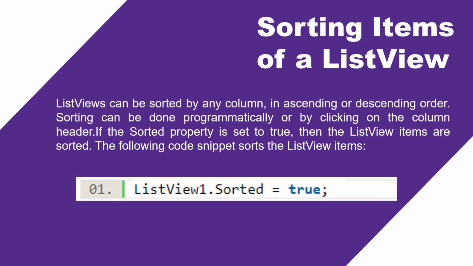Sorting items of a list view. List views can be sorted by any column in ascending or descending order. Sorting can be done programmatically or by clicking on the column header. If the Sorting property is set to true, then the list view items are sorted. The following code snippet sorts the list view items. listView1.Sorting = true.